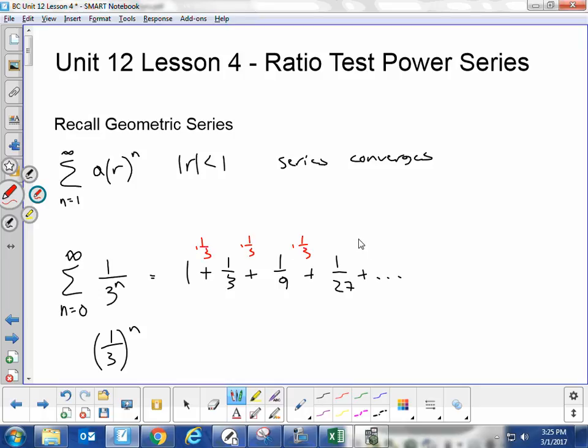All right? And what you could say is that the next term, a sub n plus 1, divided by the previous term, a sub n, gave you that ratio, 1/3, right? Okay, good.